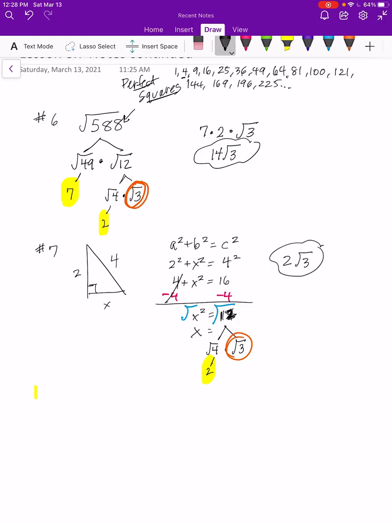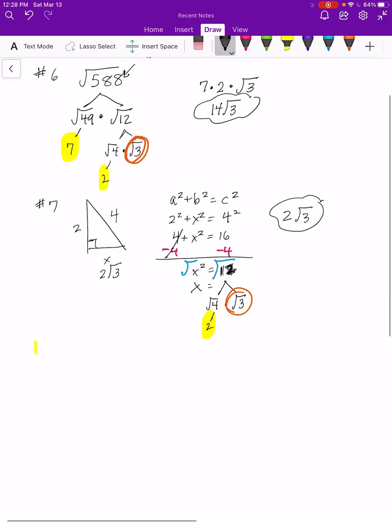So that's what you would say x is. X is 2 the square root of 3. And you will see that in geometry quite often. All right, so let's move on.